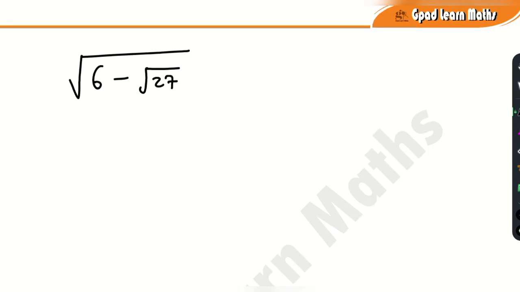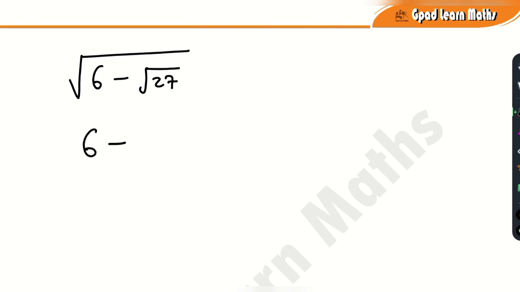In this video, I'm going to be evaluating this problem. What I have here is square root of 6 minus square root of 27. So how are we going to evaluate this? Let me start off by breaking this root 27 down. Of course, we can do that because 27 can be expressed as 9 times 3. 9 is a perfect square, which means we can take the square root of 9 to give us a whole number. So let's start by doing that.